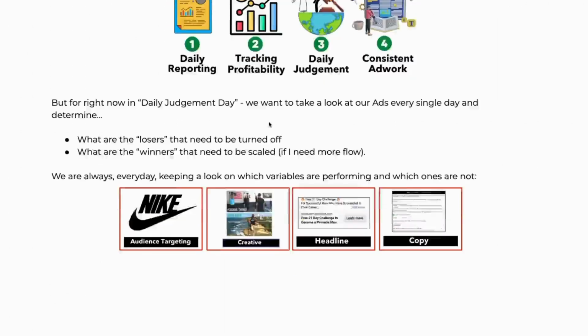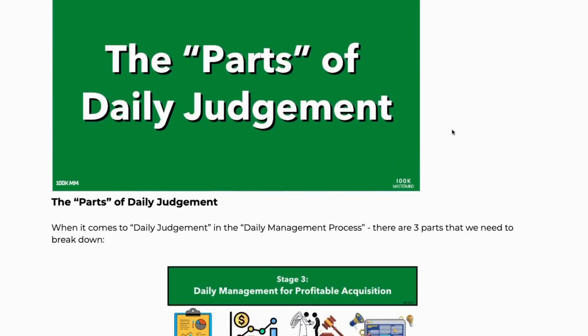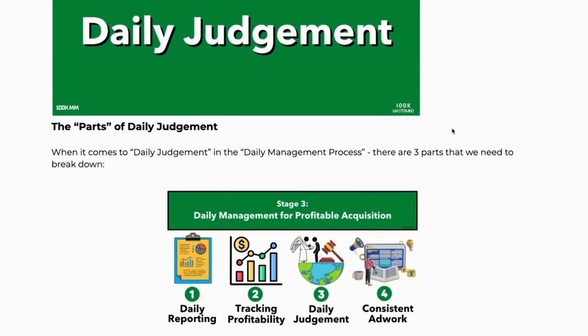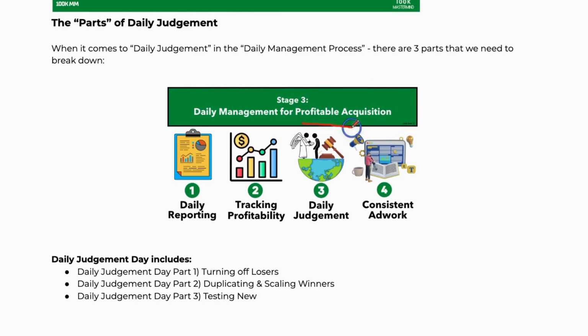Now, what I do want to talk to you about is the parts of daily judgment. In the same way we have 3 steps within daily management, we're going to talk about some of the parts within daily judgment specifically. So we're focusing right over here on daily judgment. Part 1 is all about turning off losers. Part number 2 is all about duplicating and scaling winners. And part number 3 is all about testing new.